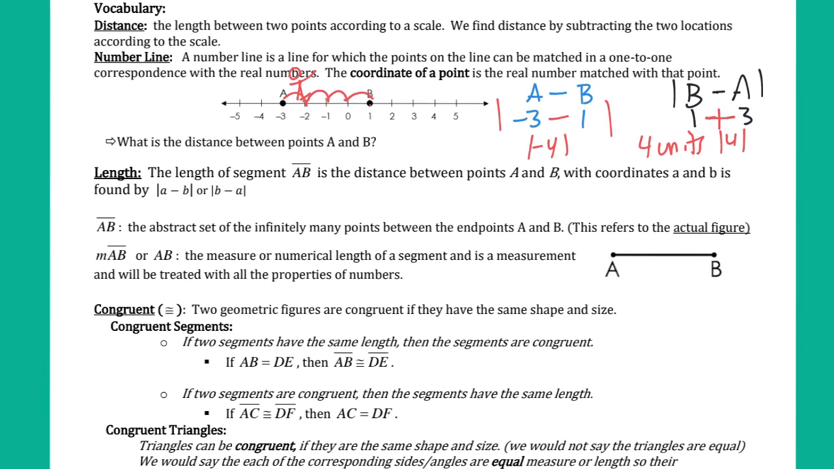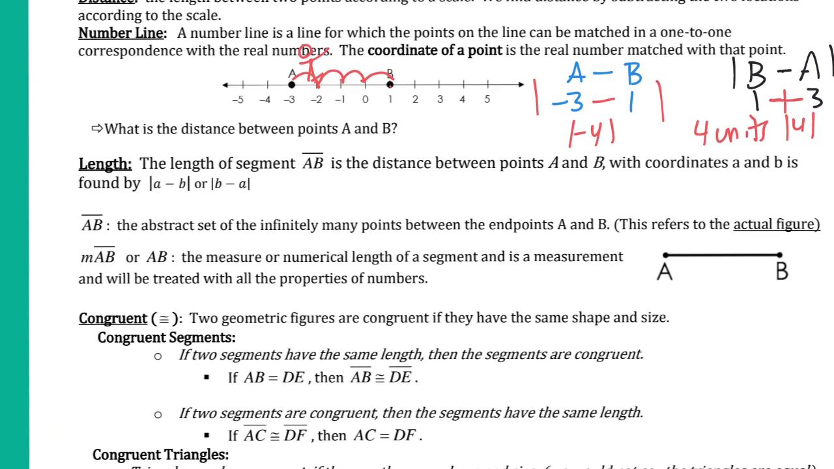what about this? AB with a segment bar on top of it is actually the segment itself. It's basically comprised of all the infinite points between the points A and B. So if I say segment AB, I mean point A, point B, and every point in between. That's the actual figure. If, however, I write M of AB, or just write the letters A, B, points A, B, that means the distance or the measurement, the length of A to B. So if I want to talk about the segment itself, I would say A to B and all the points in between it.